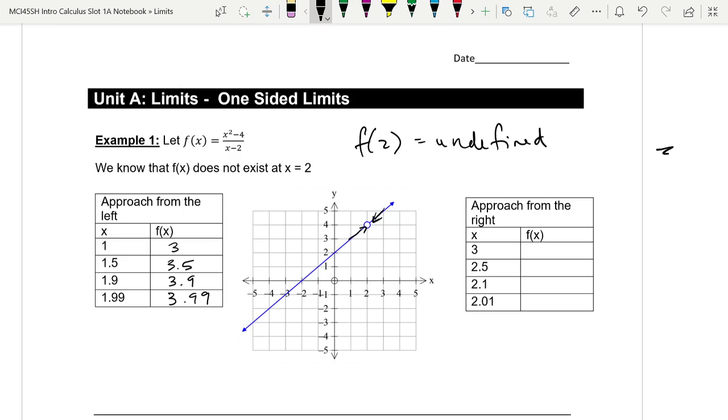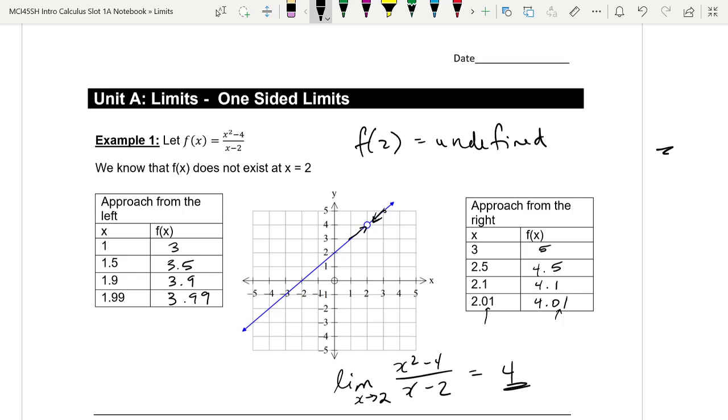If I start when x is 3, I get 5. And then 2.5 gets me a 4.5. 2.1 gets me a 4.1. And then a 4.01. And if I kept adding zeros in there, it's just going to keep adding zeros in here. So it's for sure, I can say that the limit as x approaches 2 of x squared minus 4 over x minus 2 is very definitely 4.